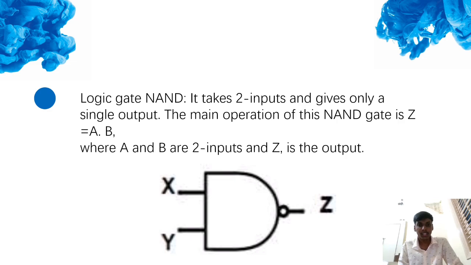Logic gate NAND takes two inputs and gives only a single output. The main operation of the NAND gate is Z equals A dot B complemented, where A and B are two inputs and Z is the output.